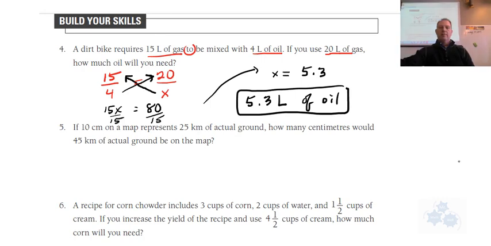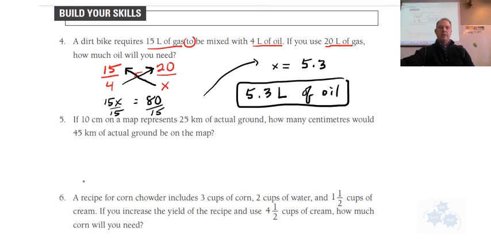Okay, so for the next one, to get you guys started on the next one here, we've got 10 centimeters on a map represents 25 kilometers of actual ground. How many centimeters would 45 kilometers of actual ground be on the map? Well, a ratio really should be made in the same units. However, when we're doing a proportion, as long as the units on the top and the bottom match up with each other, top to top, bottom to bottom, it's actually going to work pretty fine.